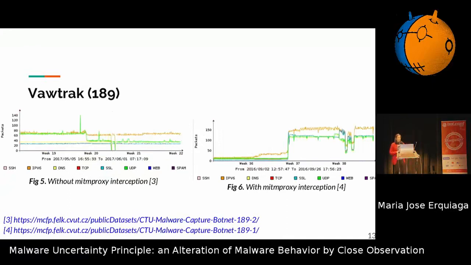This is another example. The name of the malware is BotConf, which is a Trojan. And the ID of the capture is 189. As you can see, the behavior is pretty similar. We executed the malware at different times. And this was using a DGA, so it was trying to connect to different servers.